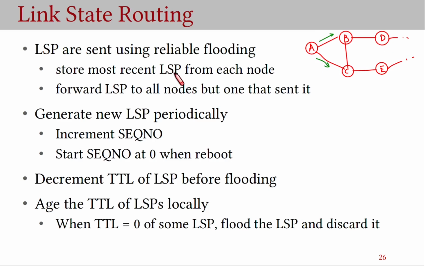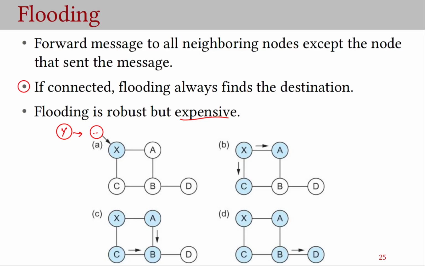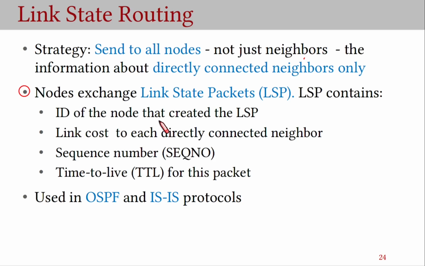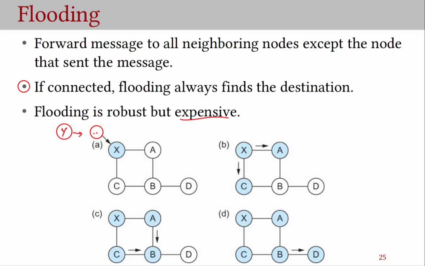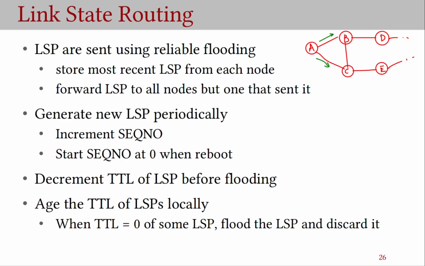Nodes store the most recent LSP from each node. Remember, every LSP has a sequence number. Let's just review what an LSP has. It has the ID of the node that created the LSP, the link information, and also a sequence number as well as a time to live field. So a node is able to determine the originator of an LSP as well as when that LSP was generated, and therefore this step can be done. It compares with the most recent LSP sent by that node, and if the LSP that it is getting is the same as the one in the store, it simply discards that LSP. Otherwise, it updates the previous LSP with the new one, and then forwards this LSP to all the nodes except for the one that sent it.